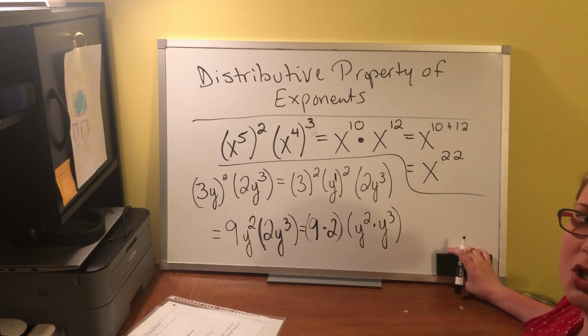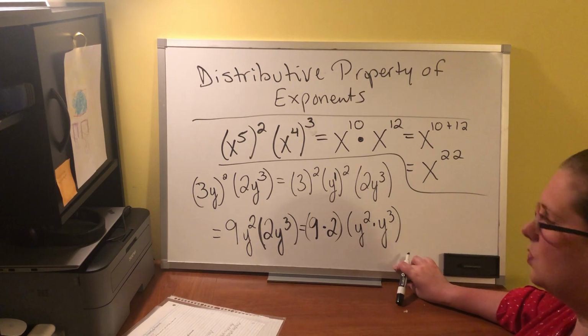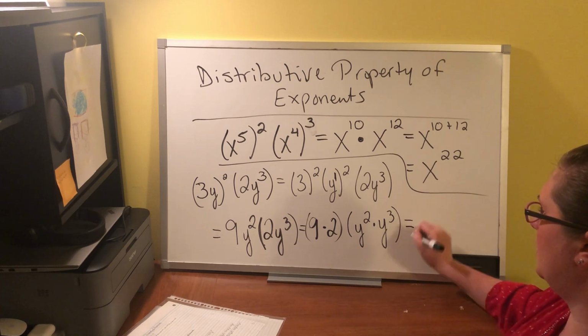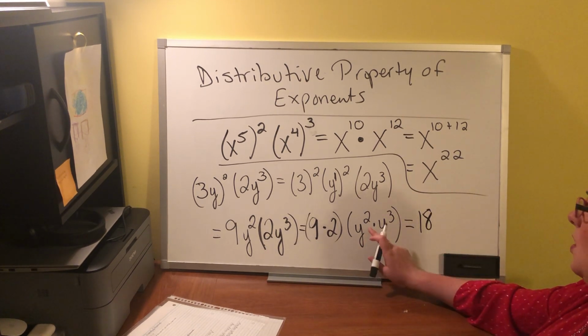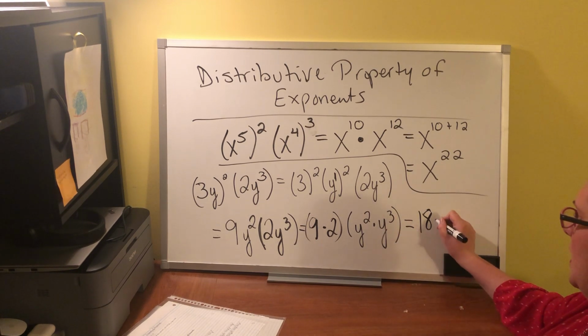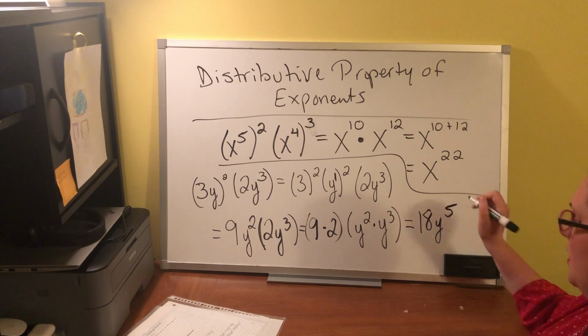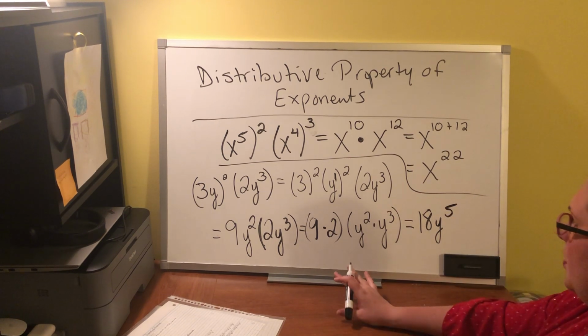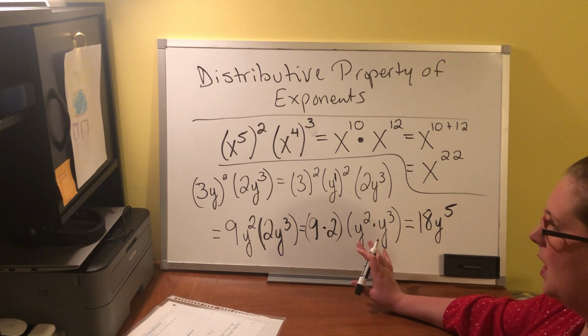times the y cubed, okay? So we can apply that multiplication rule, that product rule of adding the exponents. So we're going to finish simplifying. 9 times 2 gives us 18. Y squared times y cubed, multiplication. Keep the base, add the exponents. 2 plus 3 gives us 5. So that whole problem ends up being 18y to the 5th, okay?